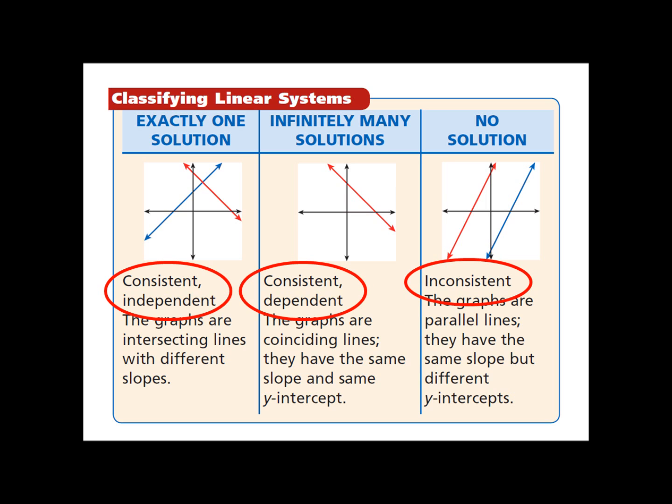Okay, here's our names. Again, when there's one solution, we call it consistent, independent. When the two equations create the same line, it's what we call a consistent, dependent system. And when the two equations create parallel lines, we just refer to the system as inconsistent.